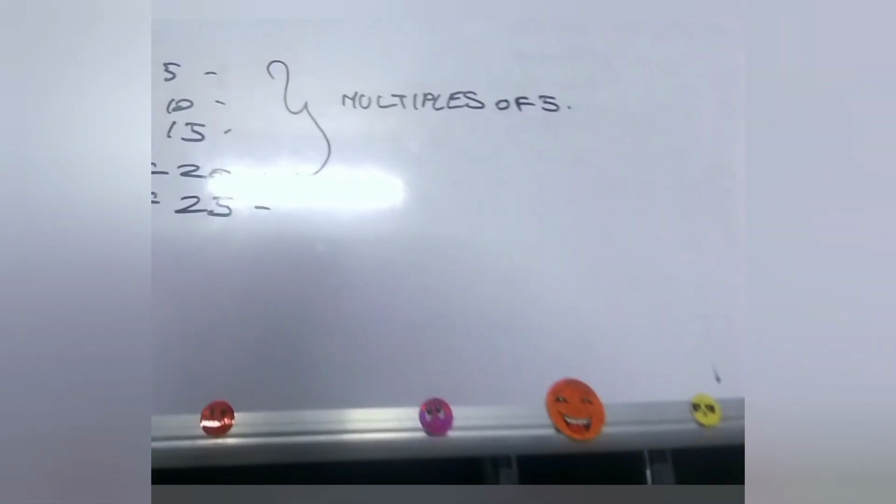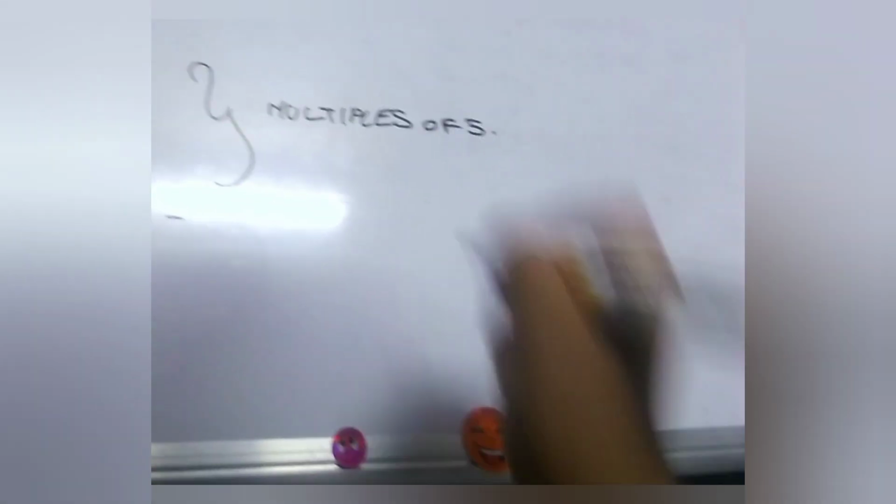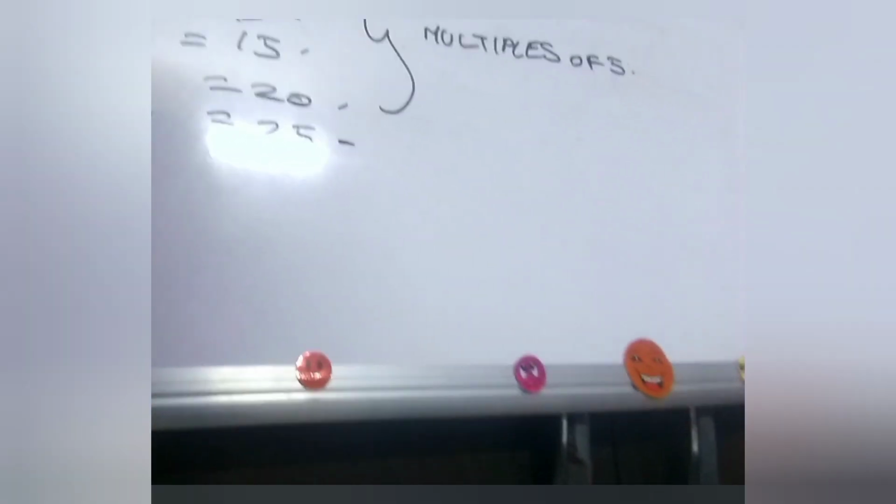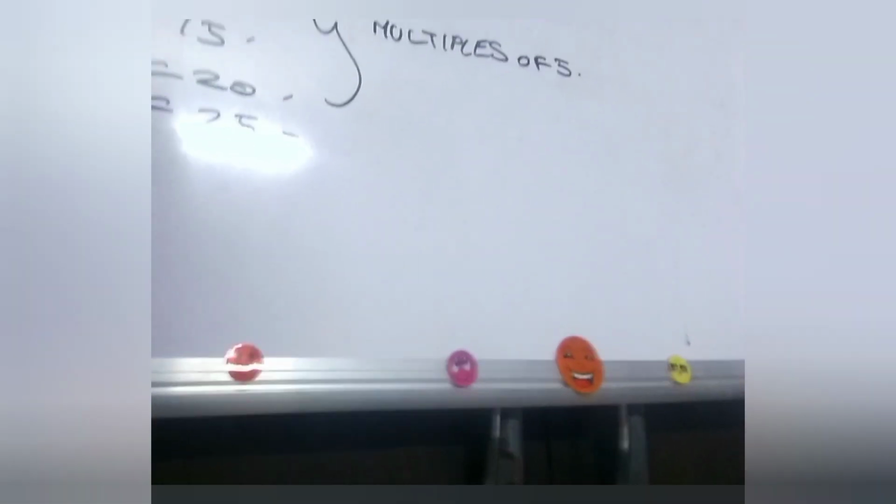So now I guess you know what multiple means. Thank you. Now let's move on to prime numbers and composite numbers. Let's begin with prime numbers.